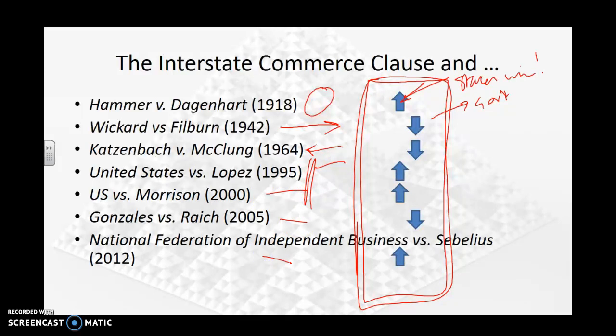In each of these instances, the ability of the federal government to impose its will by virtue of the Interstate Commerce Clause comes under the jurisdiction of the Supreme Court, and they decide whether or not federal authority can be stretched to accommodate whatever it is that the federal government wants to do.